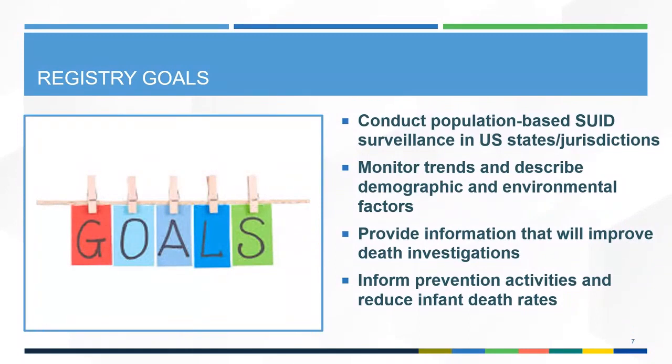The goals of the registry are to conduct population-based surveillance in U.S. states and jurisdictions, to monitor trends and describe the demographic and environmental factors of the deaths, provide information that can help improve death investigations moving forward, and also to ultimately inform prevention activities and reduce infant death rates.